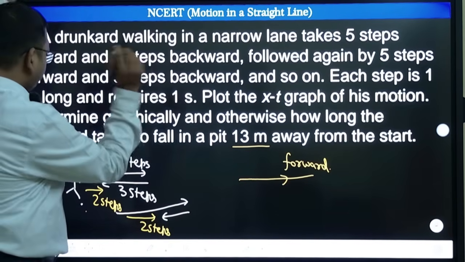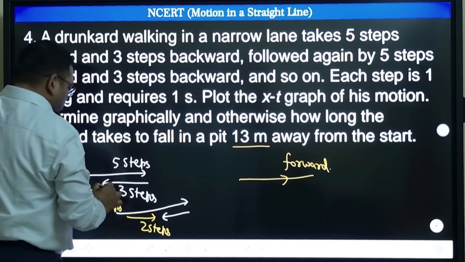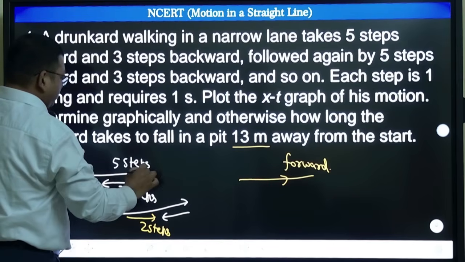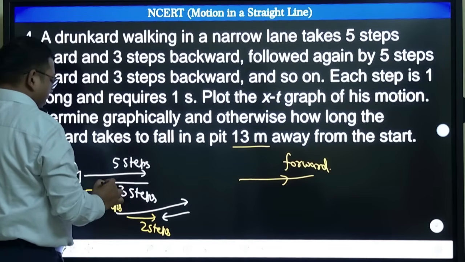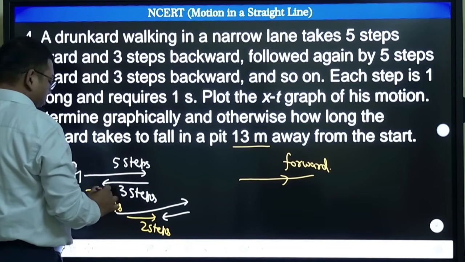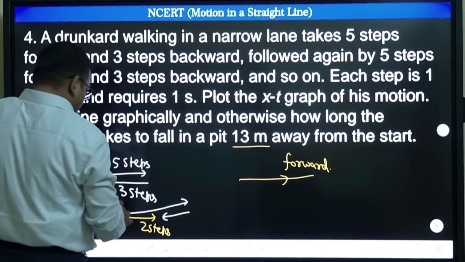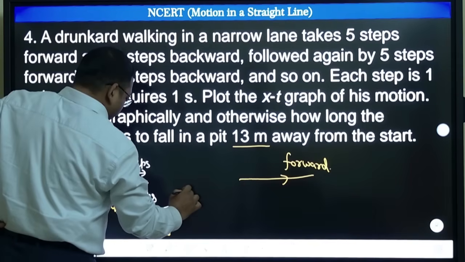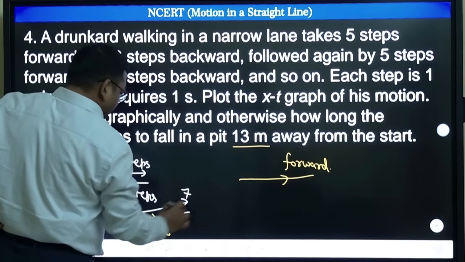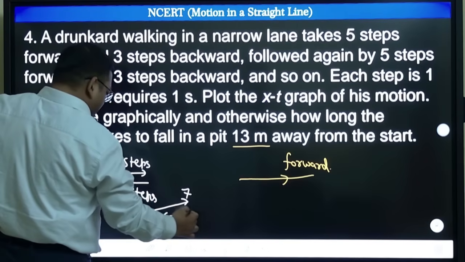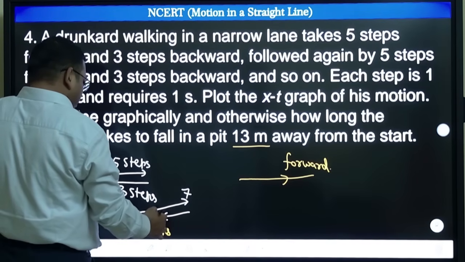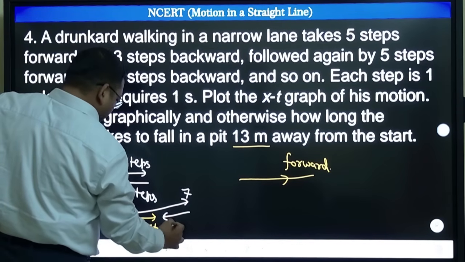Okay, so first he has moved 5 meter and 3 meter backward, so effectively 2 meter. Then from 2 meter, the next cycle: 2 plus 5 it will become 7, right? And from 7, again 3 steps backward, so from 7 it has come to 4.